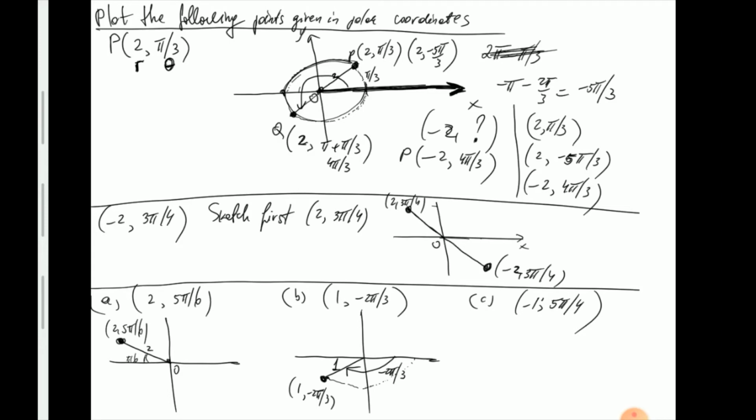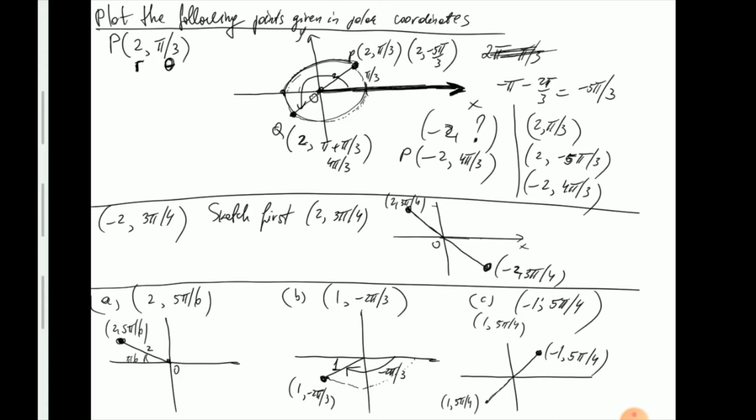And in part C, again, we have a point with a negative r. We're going to do 1, 5 pi over 4 first. If you get the hang of it, you can sketch directly minus 1, 5 pi over 4, but let's just do it in 2 steps one more time. 5 pi over 4 is going to be in the third quadrant, right? Because it's greater than pi, so it's over here. So that's 1, 5 pi over 4. And then minus 1, 5 pi over 4 will be the symmetric one over here. Okay, so I hope it's clear.